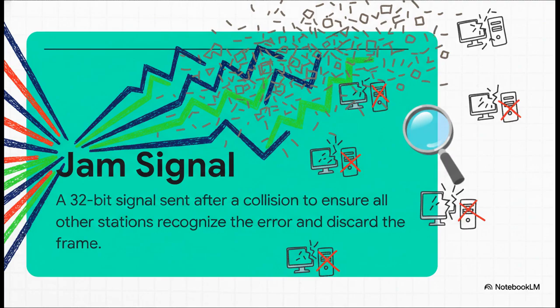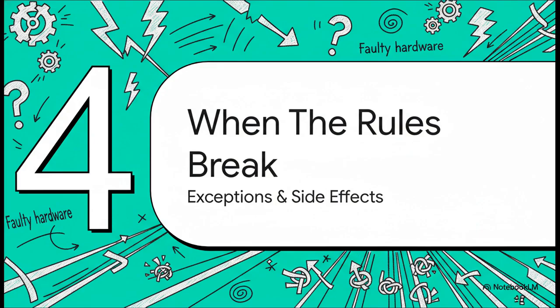It's a very specific pattern that tells every other device on that wire, hey, that last bit of data you heard was garbage, just ignore it. It's a crucial cleanup step to make sure that corrupted data doesn't get processed by mistake. Now, as smart as CSMA/CD was, it wasn't perfect. It wasn't foolproof. In some situations, maybe with a bad cable or a network that was just physically too big, you could get some really weird and problematic side effects.